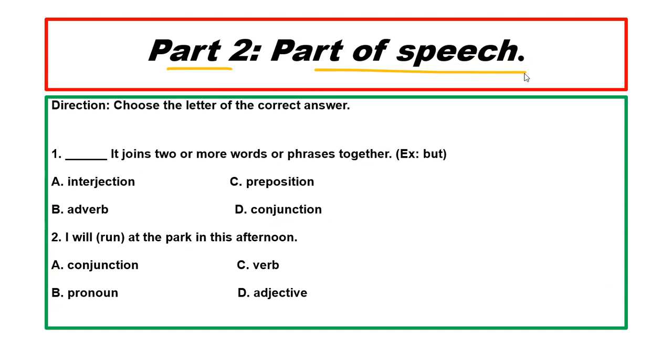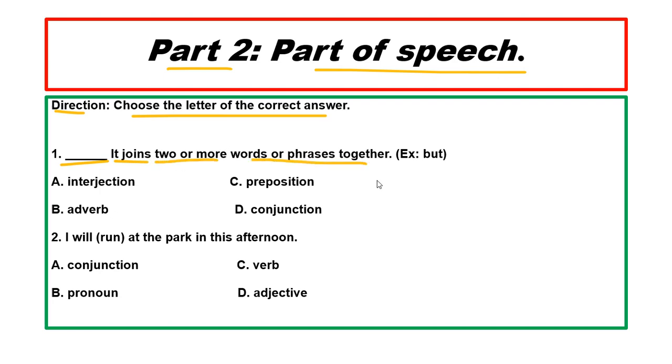Okay, so next, part two, part of speech. So this is the part of speech. So choose the letter of the correct answer. Again, the direction is a guide. So you must pick the letter, A, B, C, D, of the correct answer. So number one, blank, it joins two or more phrases together.